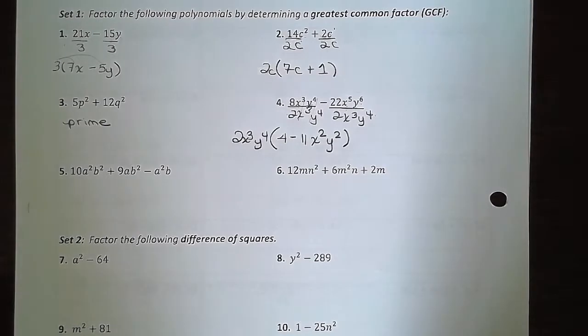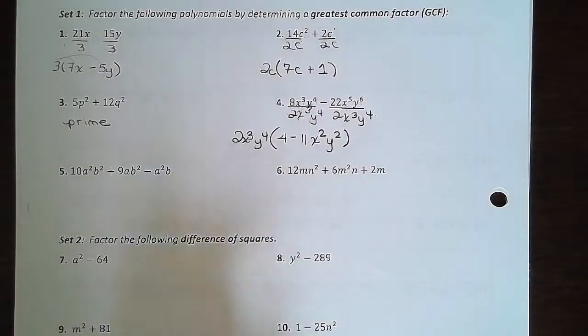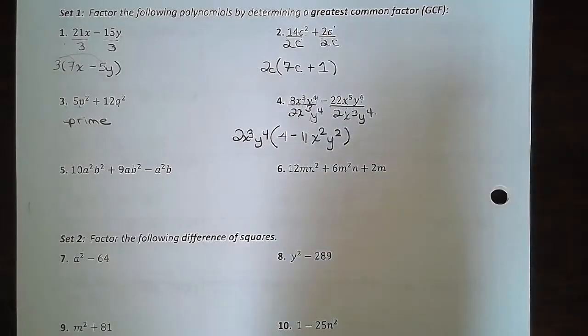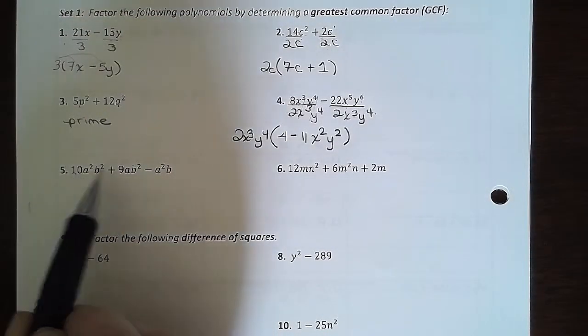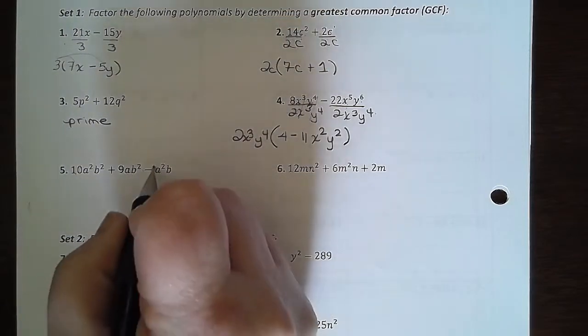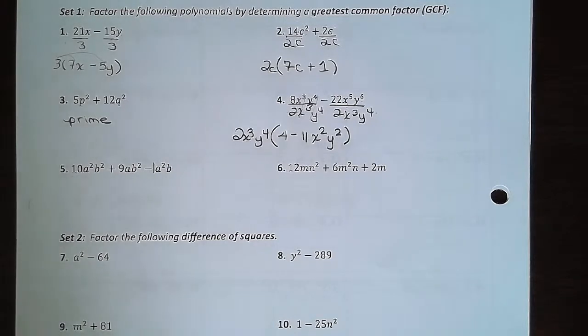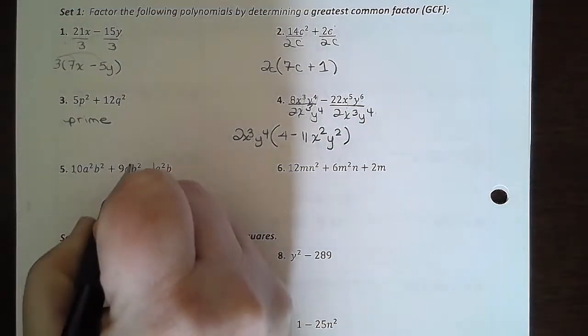So let's go ahead and take it another step. Let's do these last two. This is all greatest common factor. As you can see, the coefficients here are 10, 9, and even though we don't see it, 1. So there's no numbers in common with those, but if I look at my A's, each one of those has an A in them. Now the smallest exponent is 1.